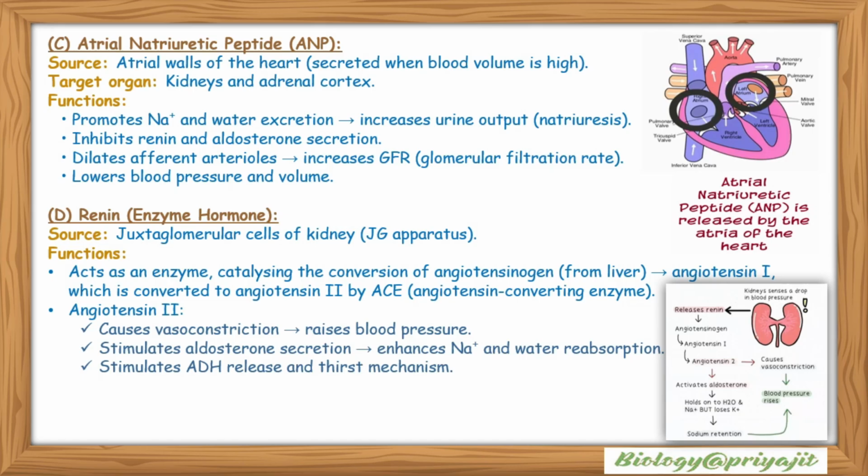Renin or enzyme hormone. The source of this hormone is juxtaglomerular cells of kidney or the JG apparatus. So what are the functions of the renin hormone? It basically acts as an enzyme catalyzing the conversion of angiotensinogen from liver into angiotensin 1, which is further converted into angiotensin 2 by ACE, that is angiotensin converting enzyme. Angiotensin 2 further causes vasoconstriction and it raises blood pressure. It also stimulates aldosterone secretion. It enhances Na plus and water reabsorption. It also stimulates ADH release and the thirst mechanism.